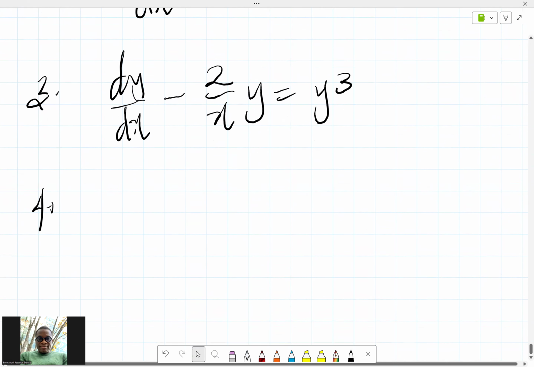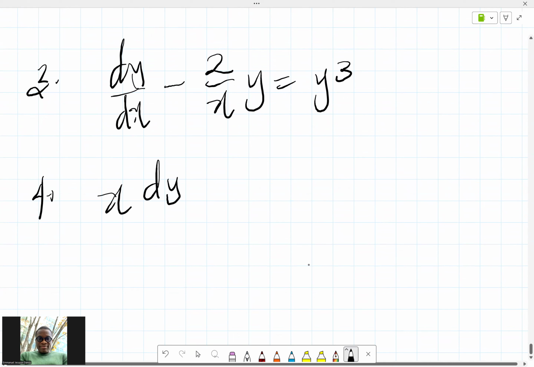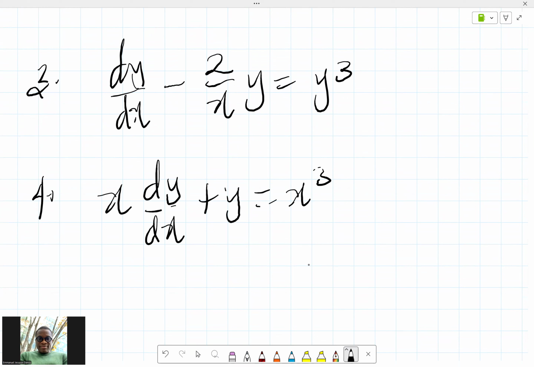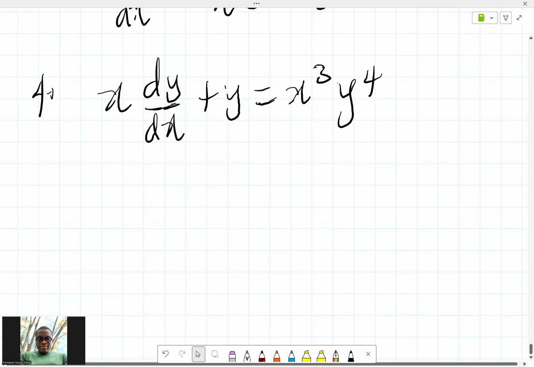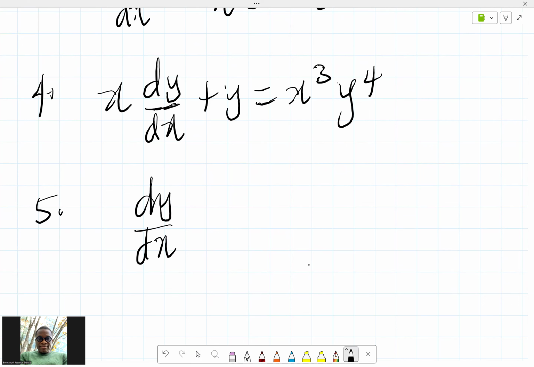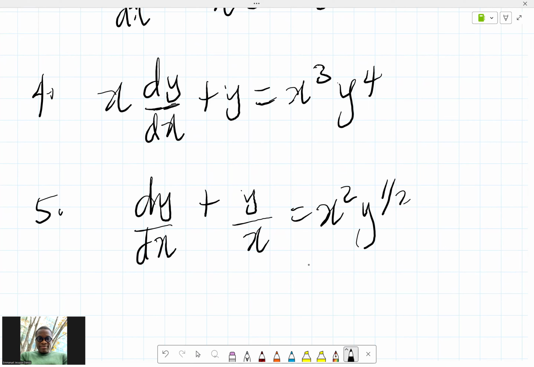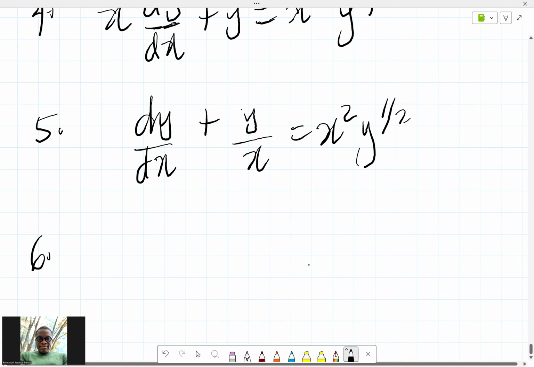Then number 4, what if you need to solve x dy/dx + y = x³y⁴. So the hint here is to divide through by x first of all, so that this x goes away. So you can have that in a standard Bernoulli form, and then you can do other things. Then number 5, dy/dx + y/x = x²y^(1/2). Now, your n is half. Okay, I want you to try that.